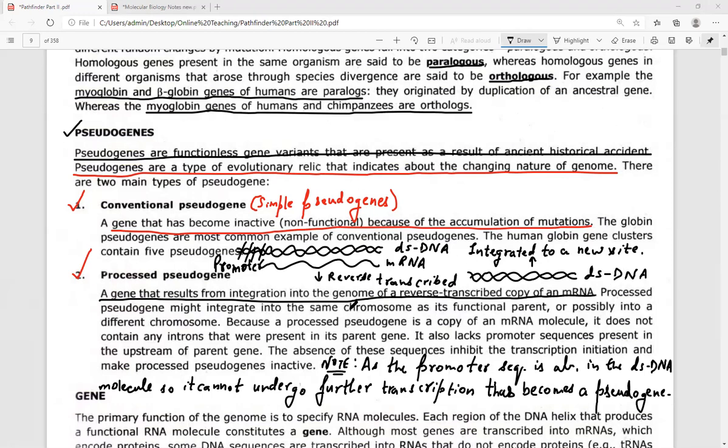So you look here. Processed pseudogenes might integrate into the same chromosome as their functional parent or possibly into a different chromosome. Because a processed pseudogene is a copy of the mRNA molecule, it does not contain any introns that were present in the parent gene. It also lacks the promoter sequence present upstream of the parent gene. The absence of these sequences inhibits transcription initiation and makes processed pseudogenes completely inactive. So this is how processed pseudogenes are made completely inactive in nature. ये processed pseudogene हमेशा के लिए क्या हो जाते हैं? Inactivated हो जाते हैं.